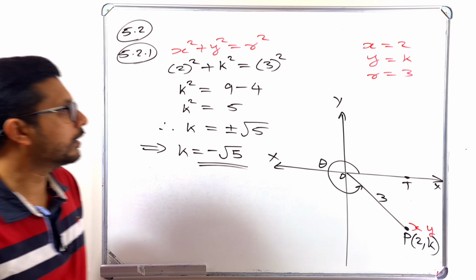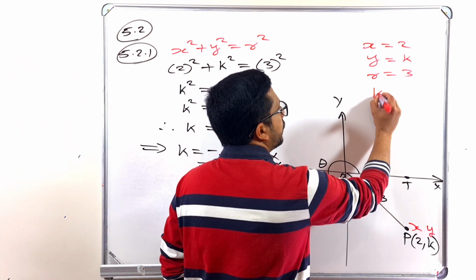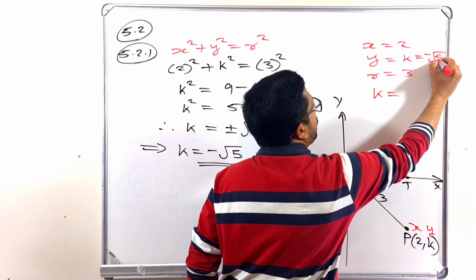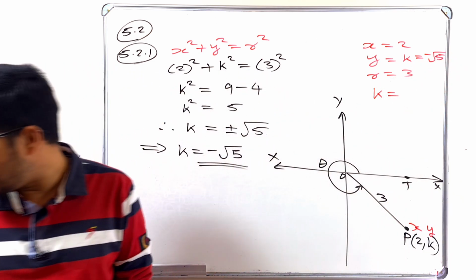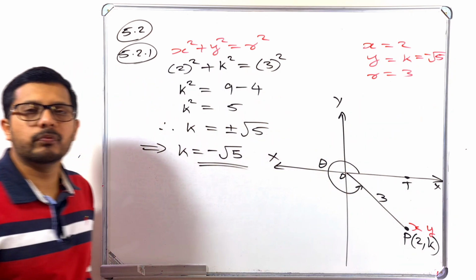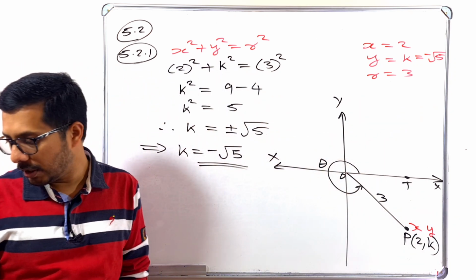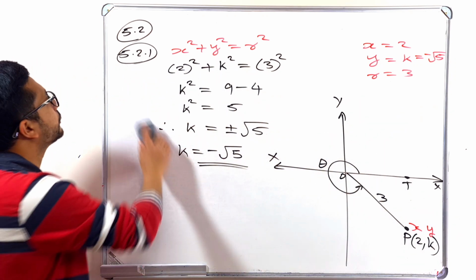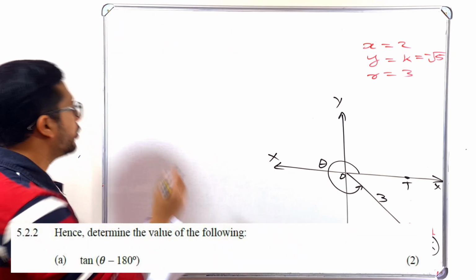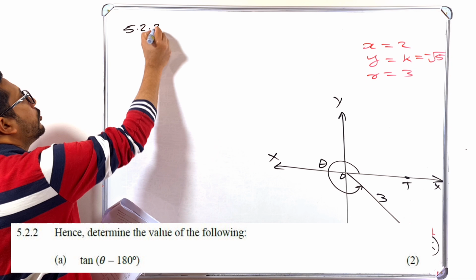So now we know that the value of k is equal to, let me write it here, minus root 5. Okay, k value is minus root 5. So that is question number 5.2.1. Now let's go to the next question, 5.2.2.